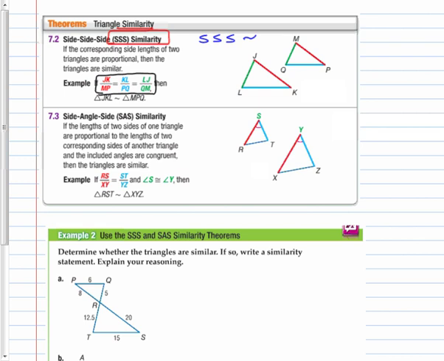And then our third one is an SAS, but it's a side-angle-side similarity. SAS similarity. So if I have an included angle, notice our angle is between the two sides. Our included angle is formed by those two sides that are proportional. So we have to do a double check here. We have to have two corresponding sides proportional and the angle between them, or the included angle, we say, is congruent.